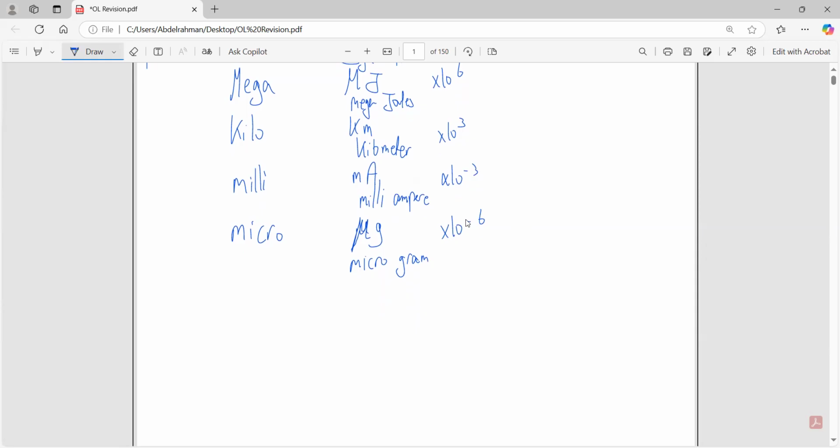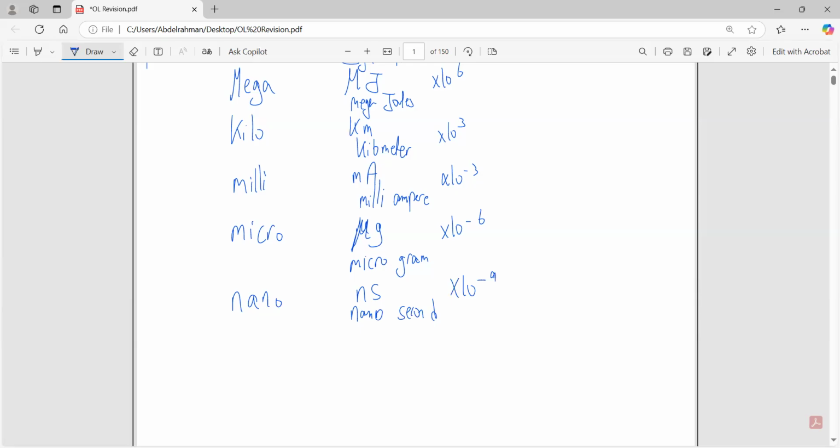And probably the smallest prefix that we will be using is the nano, which is simply n. For example, nanosecond, ns. Okay, times 10 to the negative 9.